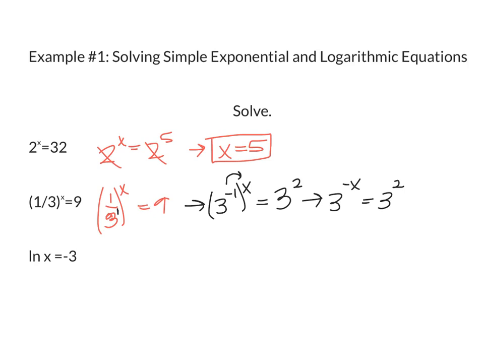Now the bases are the same, so we will eliminate our bases, and we're left with -x equal to 2. And then finally, to get just a positive x, we're going to divide by -1. And so x equals -2.